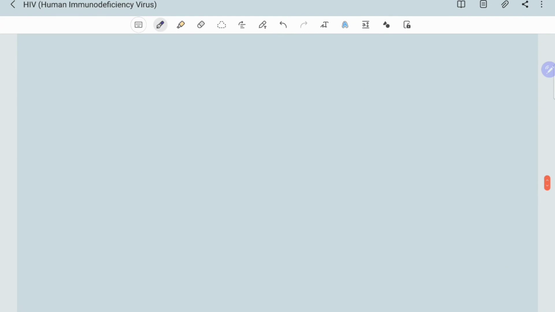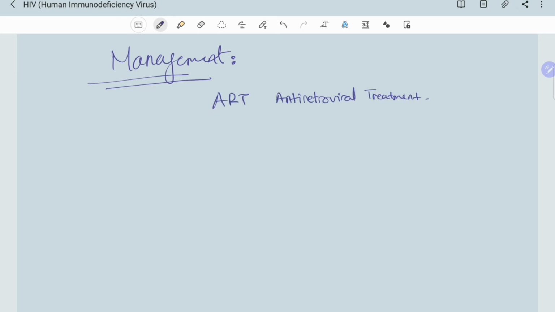Regarding the management of HIV, what we do is we can give antiretroviral treatment. And current evidence actually suggests that all people living with HIV should start antiretroviral treatment as soon as possible after diagnosis, where before it was said that it's according to the CD4 count and the clinical picture of the patient. Now we suggest that it starts as soon as possible after the diagnosis.